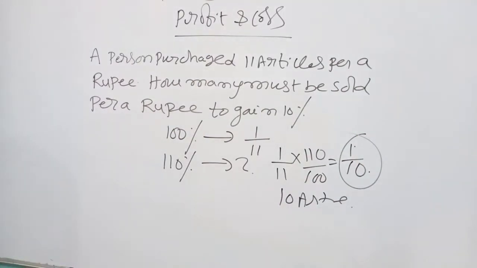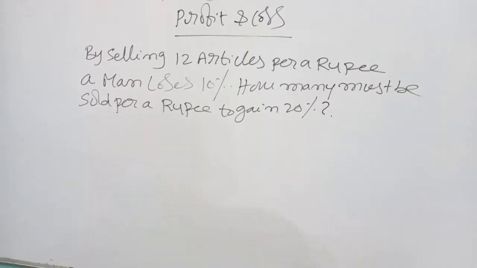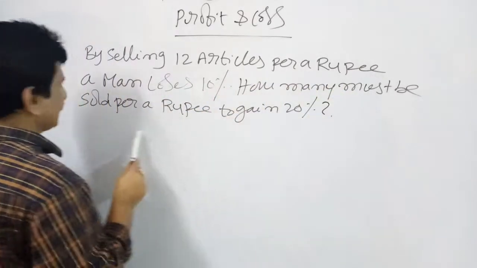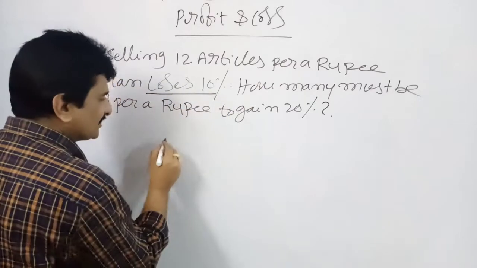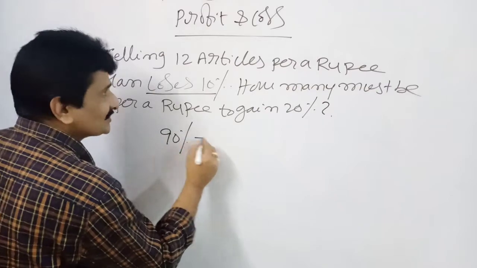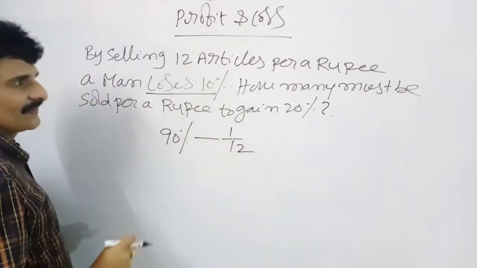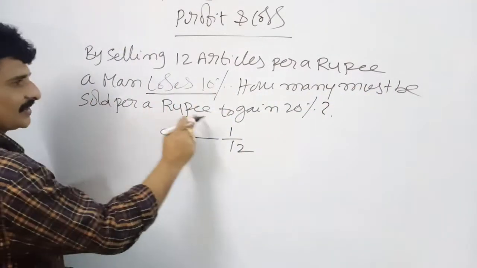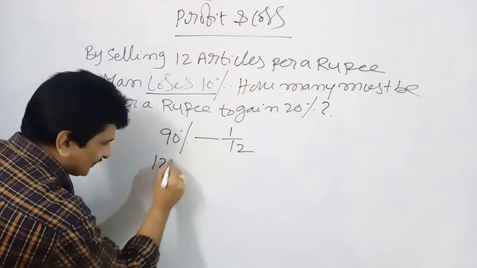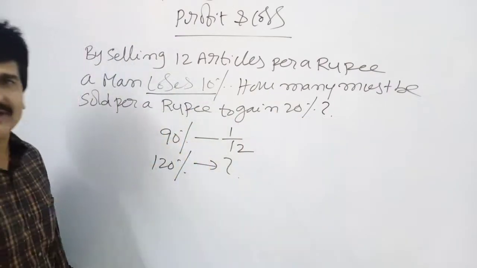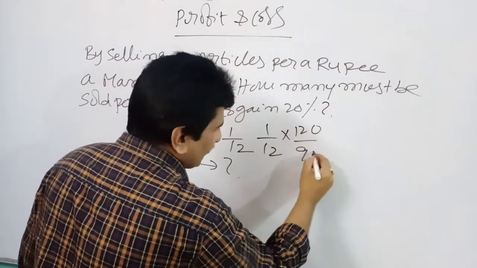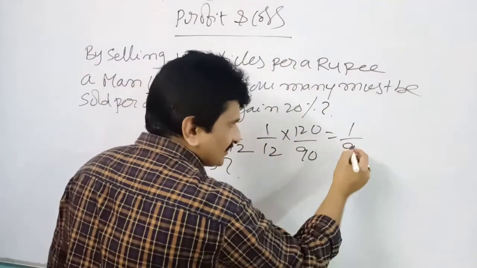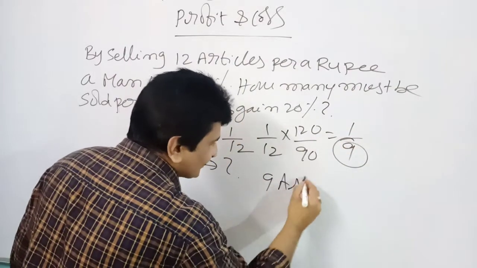Now, the next question. By selling 12 articles per rupee, a man loses 10%. A man loses 10% means this will be equal to how much percentage? So, 90% equal to 1 by 12. How many must be sold per rupee to gain 20%? Means you have to find 120% equal to how much? That is 1 by 12 into 120 by 90. You are getting 1 by 9. That means how many articles he has to sell? So the answer is 9 articles.